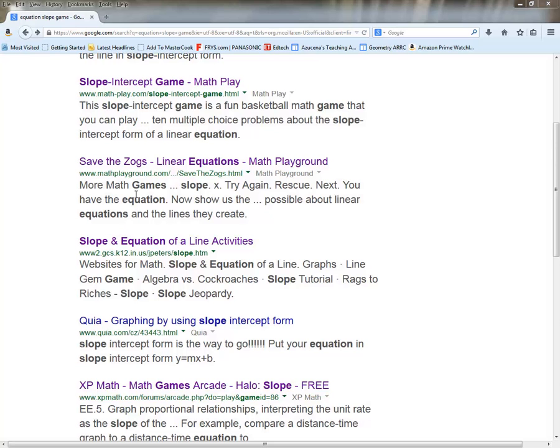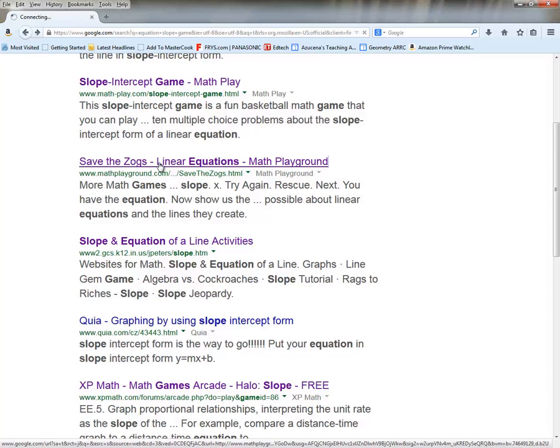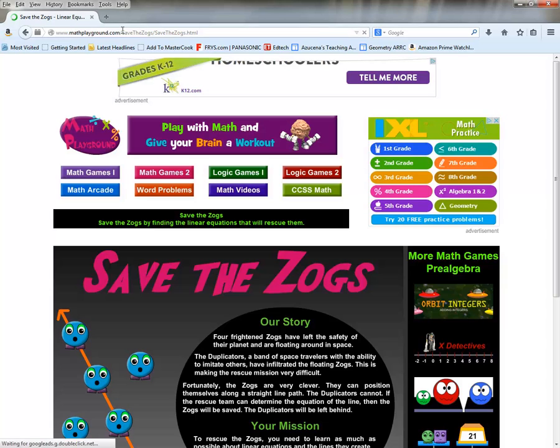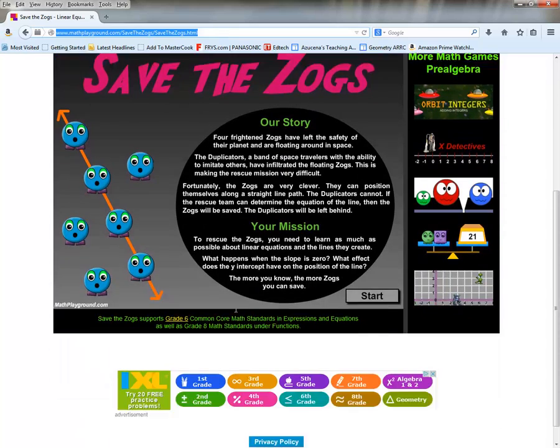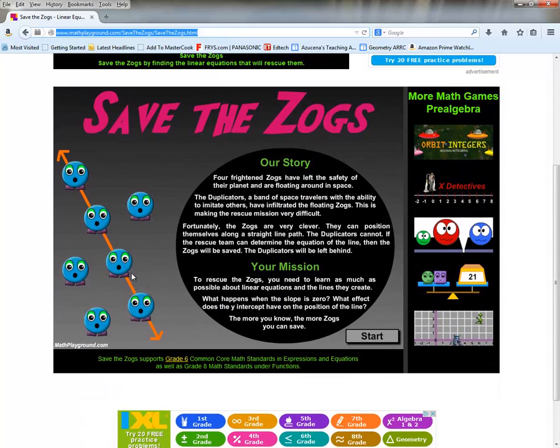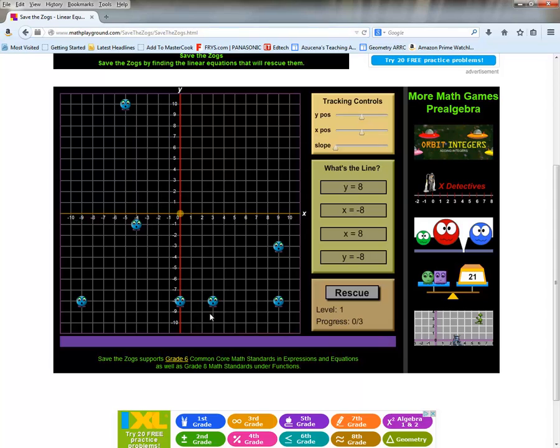There are a lot of games you can play on the internet. This is a cute one called Save the Zogs at mathplayground.com. Save the Zogs, and you can see the website right up here. What we're trying to do is draw a line through as many Zogs as we can. We won't be able to get through all of the Zogs. We're just trying to get through most of them.